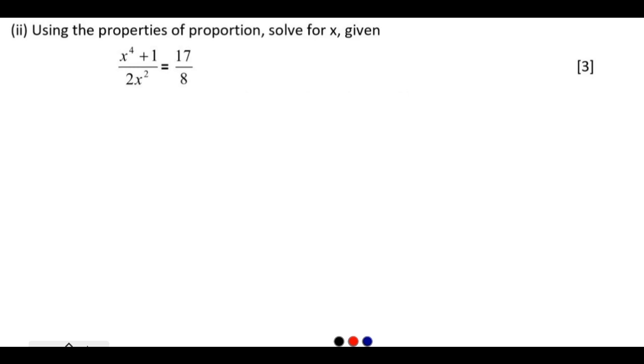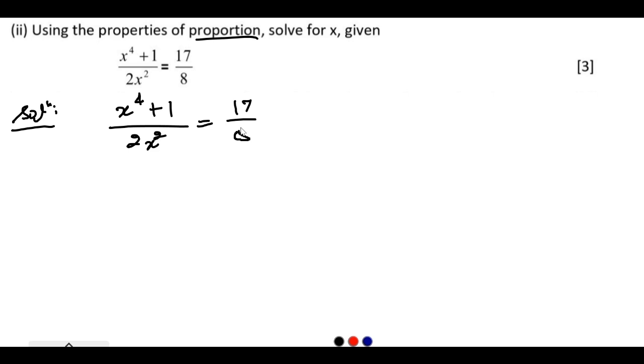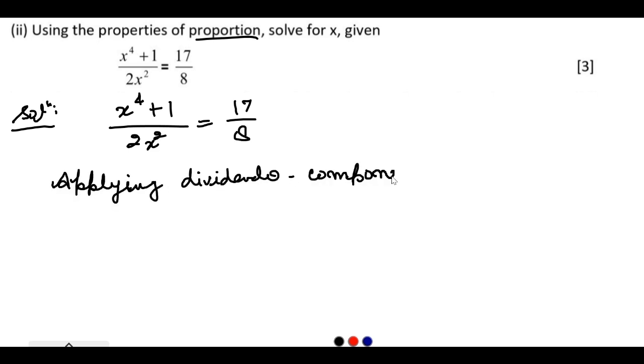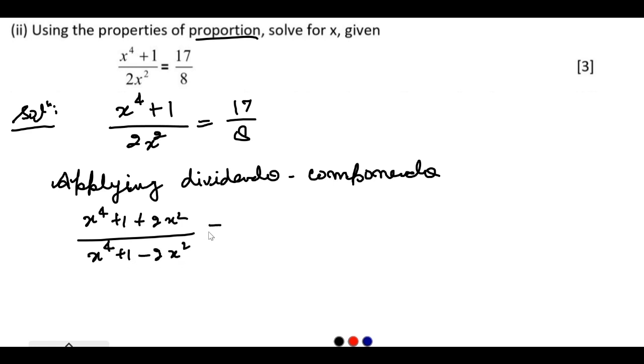Second part, ratio proportion से question लिया गया है. Using the properties of proportion, solve x given x raised to the power 4 plus 1 upon 2x square is equal to 17 upon 8. First of all, applying dividendo componendo, that is numerator plus denominator and numerator minus denominator, same on right hand side.